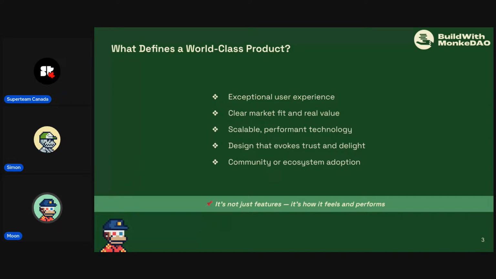A great product is also very scalable and very performant, has great design that evokes trust and delight. And ultimately, at the end of the day, you need a product that people care to use. It has to be adopted. It's not just about what features you build and what you deliver, but how that product feels and performs. So let's jump into what steps to take to get there.